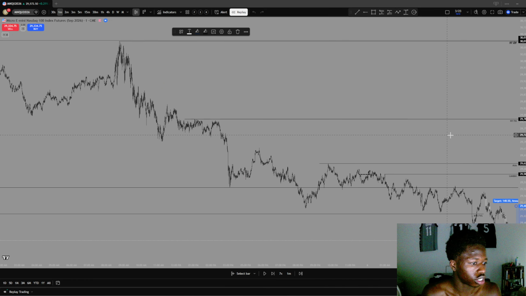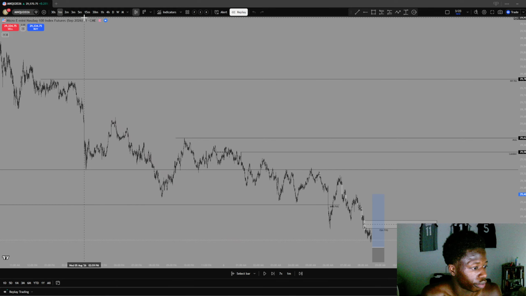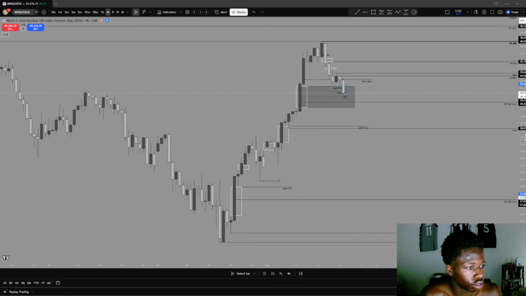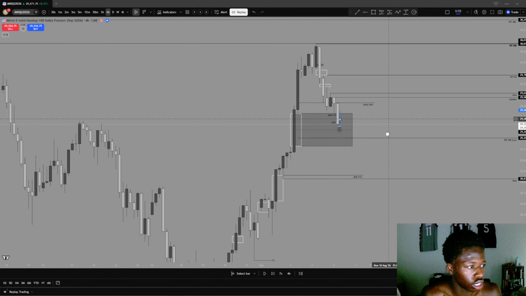I'm pretty sure this is like the play of the month. Let's go to the 4 hour real quick. So coming into market open, we can see that we were already trading within the 4 hour gap. We can see that we have the daily bullish gap marked out.